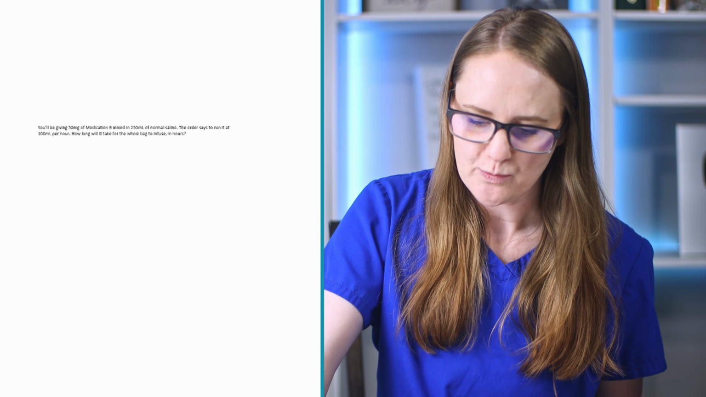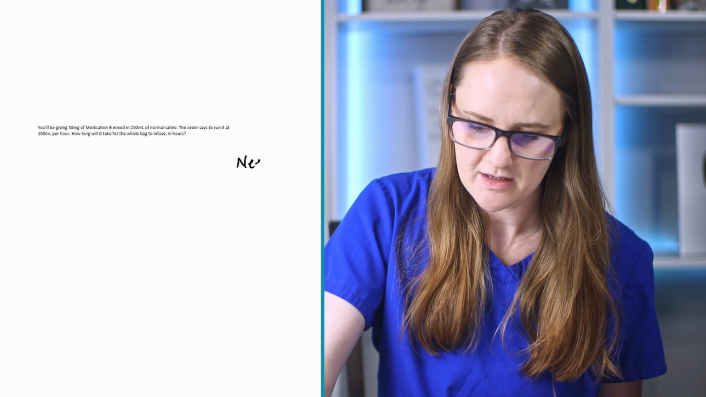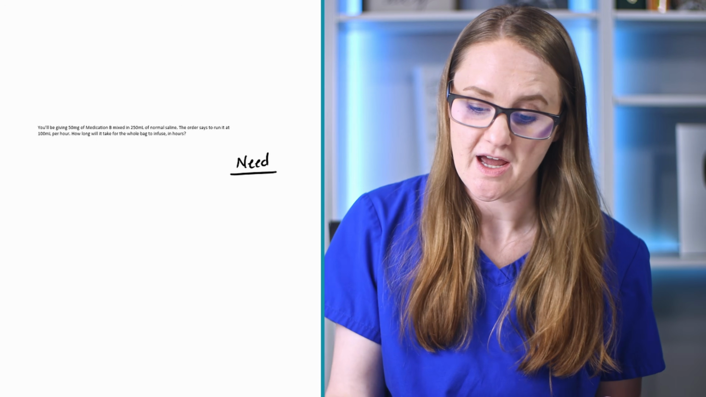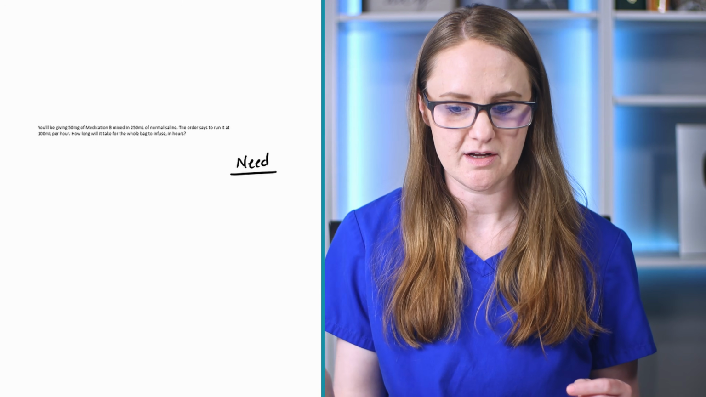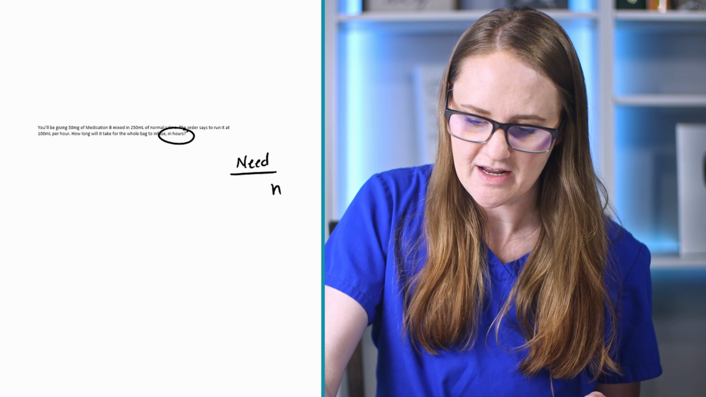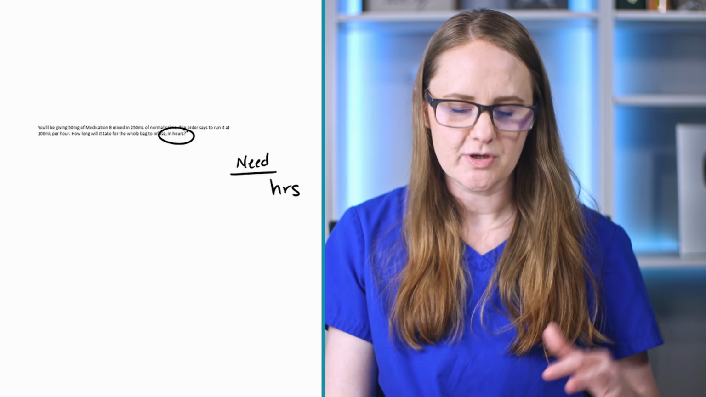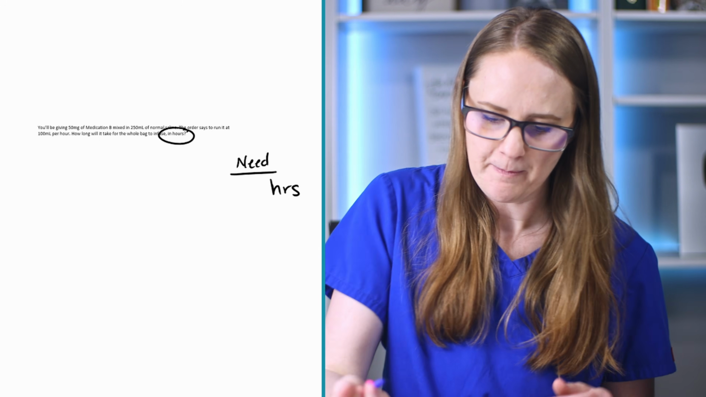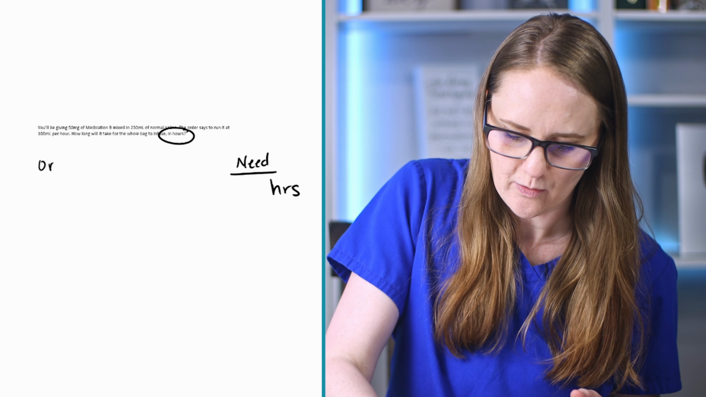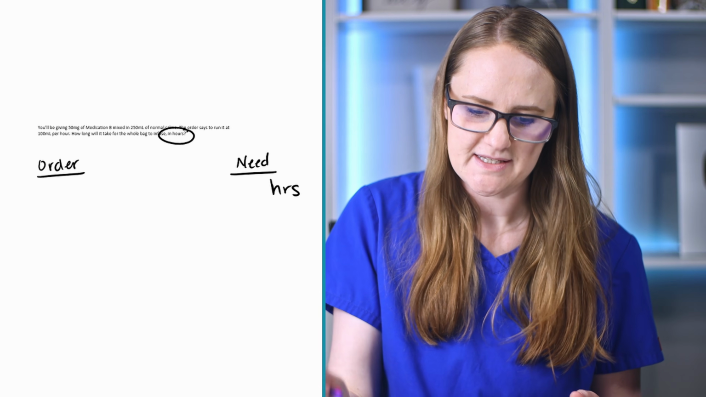So the first step is, what do we need? What do we need to end up with at the end? I always like to write this on the right-hand side of the paper. So this is hours, is what it says. So we need hours. How many hours is it going to take the whole bag to infuse, okay? Now, what do we have, or what's the order? What does the order say?